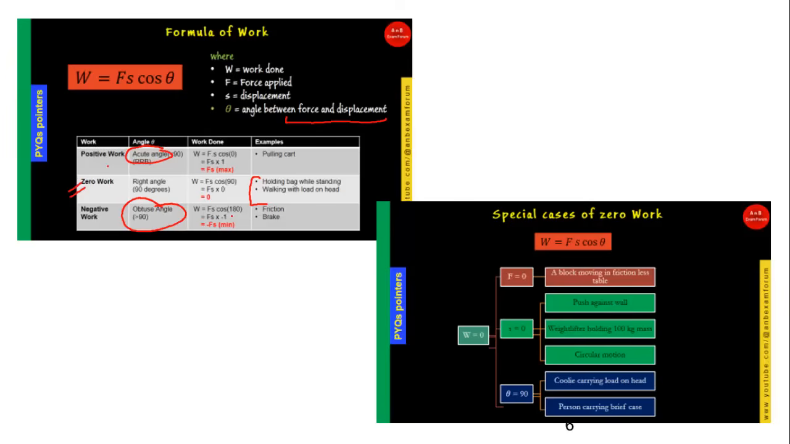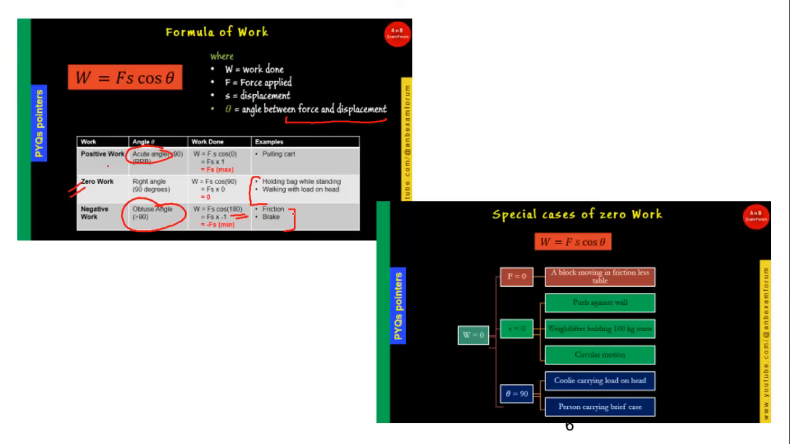So the maximum we have seen is 180. It is also a straight angle but close to the obtuse angle. It is greater than 90, so it will become minus F s. So it is generally seen in friction and brake kind of examples where the work done is negative.